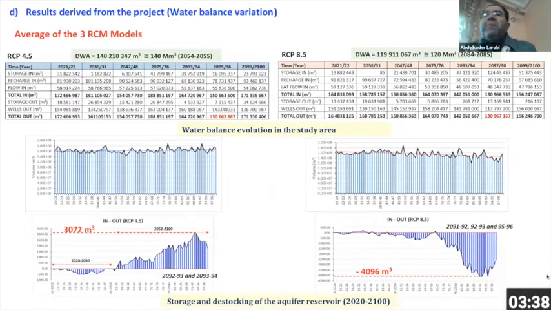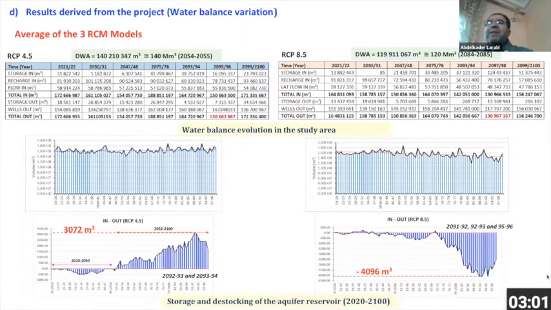In terms of water balance, we can divide the result into 2 periods. One period is from 2020 until the mid-century, where we have really less water and less storage for RCP 4.5, and we have a severe situation which is decreasing and decreasing for the second scenario. The minimum of the water balance for RCP 4.5 is 140 million cubic meters, while for RCP 8.5 it will decrease to 120 million cubic meters.